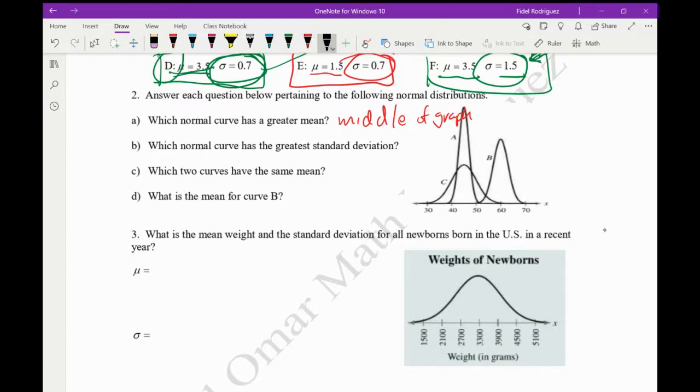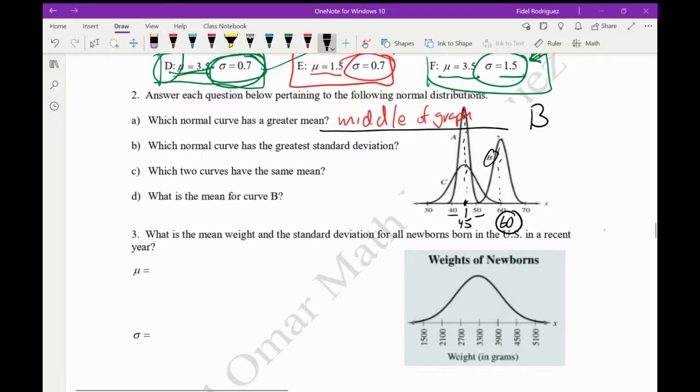So when I look at this one here, when I come down, notice those two are about the same. If this is 40 and that's 50, this here is probably about 45. And if I look at the middle here, it is 60. So I'm looking for the middle, right? Which one has the greater mean? Choice B, right? The graph of B has the greater mean.